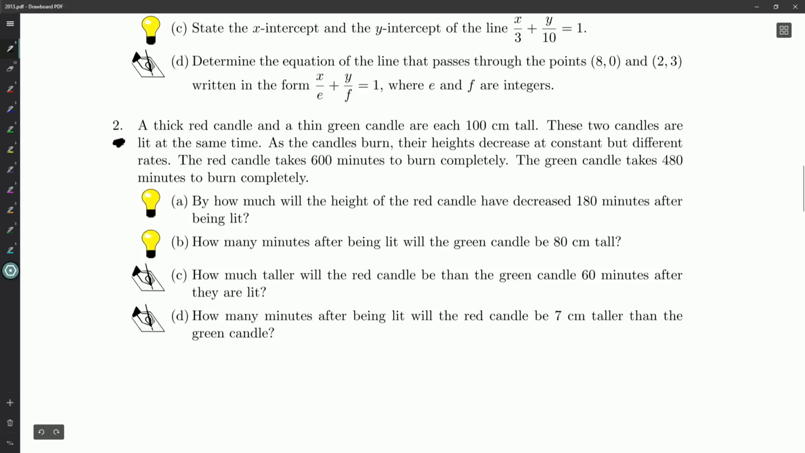A thick red candle and a thin green candle are each 100 centimeters tall. These two candles are lit at the same time. As the candles burn, their heights decrease at constant but different rates. The red candle takes 600 minutes to burn completely, so 600 minutes over 100 centimeters, 6 minutes per centimeter, I'm guessing. The green candle takes 480 minutes to burn completely. So we've got 4 parts here, 2 light bulbs, 2 written. By how much will the height of the red candle have decreased 180 minutes after being lit?